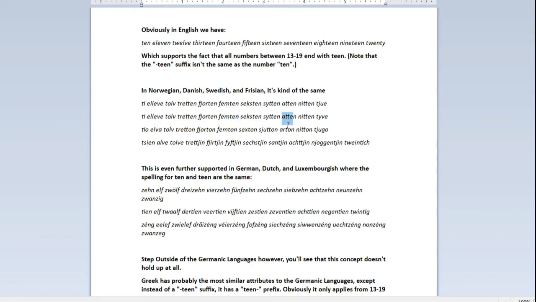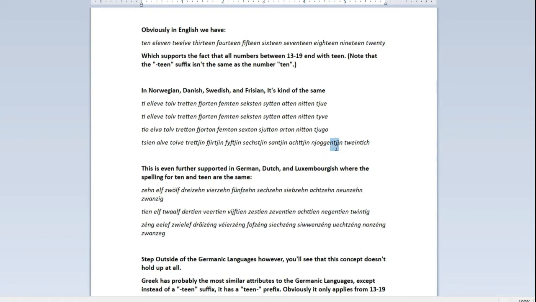But yeah, none of these suffixes are the exact same. And that's the same thing here with Frisian, where we have tien, or whatever that's supposed to be, and then we have tritien, and it goes all the way down to whatever that's supposed to be.